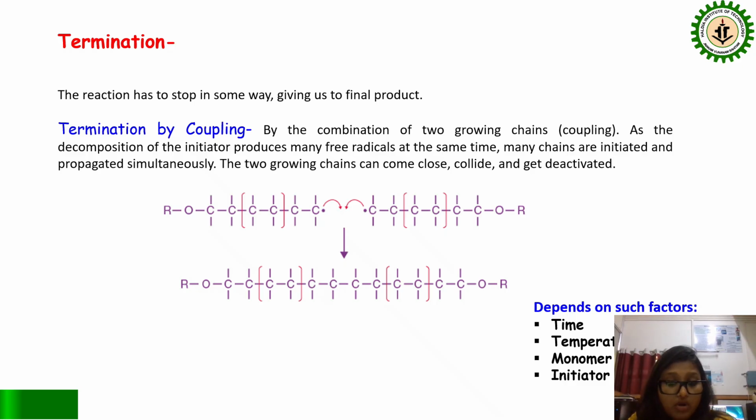The reaction has to stop through the process of termination by coupling. With so many growing chains with free radicals on them, there is a probability that they come close and collide with each other, and it depends on the time of the process, the temperature of the process, the monomer concentration, and the initiator concentration. So this is how it takes place. Two highly active units collide with each other and terminate the process, and finally a polymer is formed.